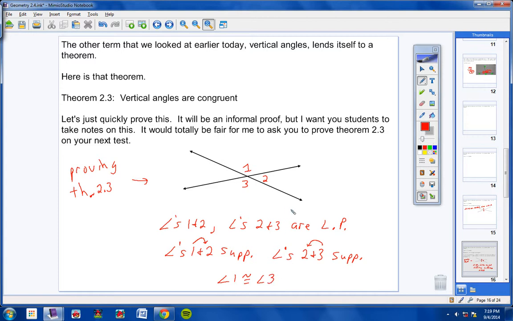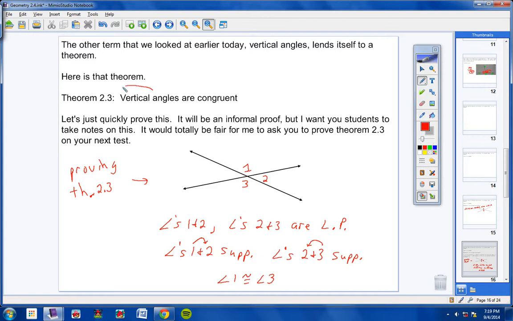Now, maybe about a third of the class understood this. Maybe about a half or two-thirds of the class didn't. But you know what you can all do? All of you can memorize this and give it back to me on a test. If I ask you on a test to prove theorem 2.3, all of you can do that. So make sure you're familiar with this and make sure you know how to prove theorem 2.3.